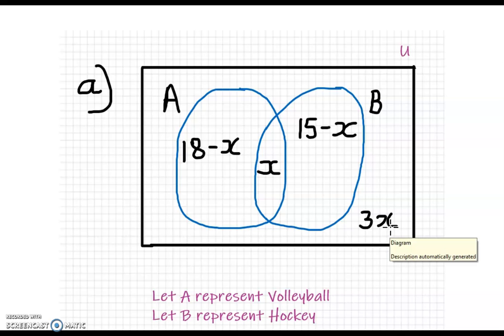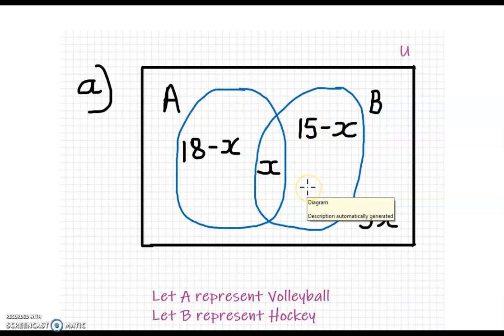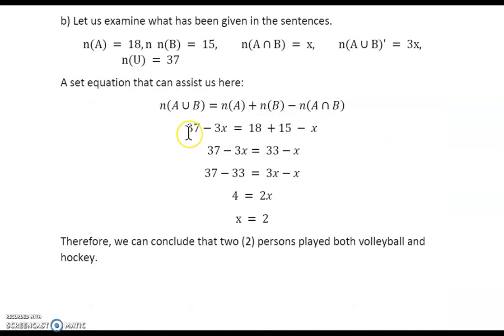So how many persons are in A union B? Well, this here is 37 minus 3x. 37 minus 3x will give us how many persons exist inside of here in A union B. So this region, A union B, can be summed up as 37 minus 3x. Now our number of elements of A union B is really 37 minus 3x.